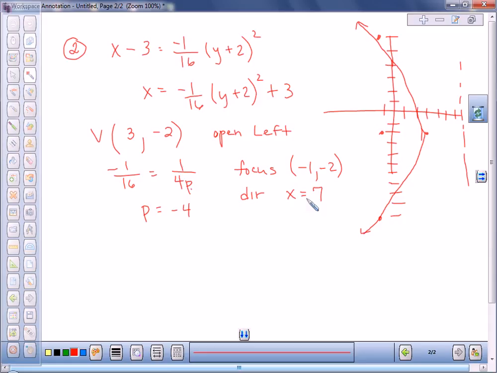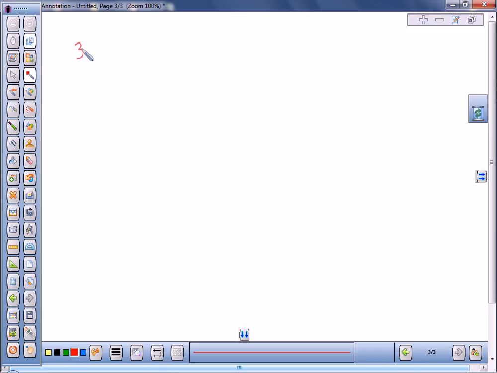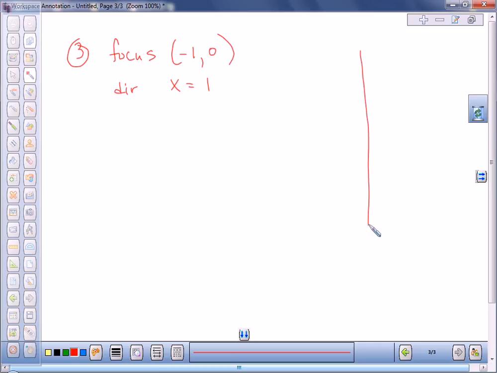Okay, let's try it a different way, given different information. So for number 3, let's say I told you the focus is the point -1, 0, and the directrix is x equals 1. So let's sketch what we have here. The focus is the point -1, 0. There's my focus. The directrix is x equals 1. So here it is. Well, every time we go p on either side of the vertex, the vertex has to be directly in the middle. The vertex has to be this point here. So we know our vertex is 0, 0.